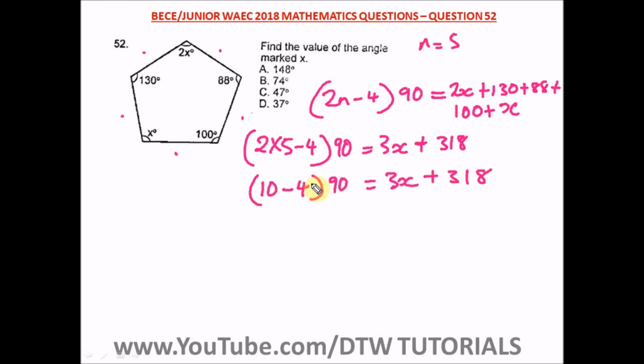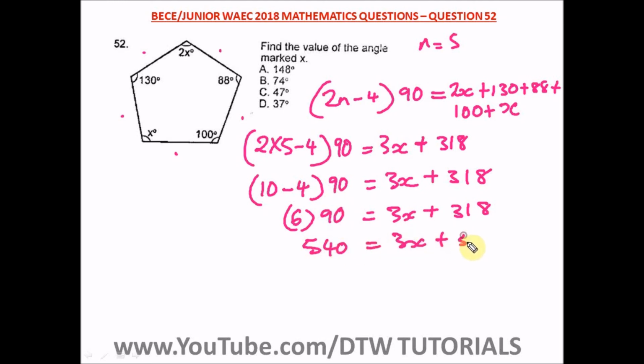Let's solve what is here. And what is 10 minus 4? That is 6. So we have 6 times 90. Okay, all right, drop this down. And what is 6 times 90? That will give us 540 equal to 3x plus 318. Okay, so from here we can take plus 318 to this side. All right, so we have 540 minus, taking plus to this side, we have minus 318 equal to 3x.